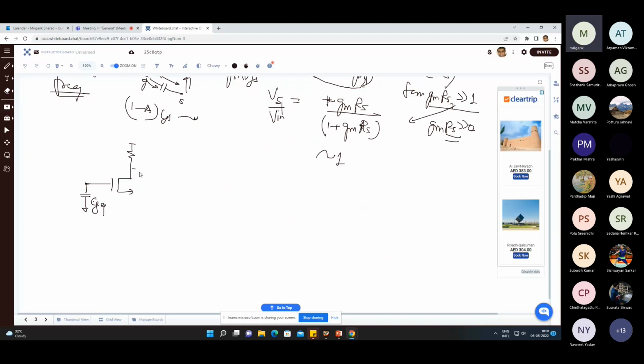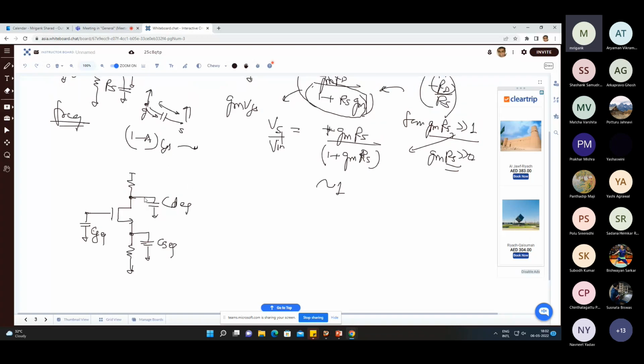And then you get something like CD equivalent. This is your CD equivalent, the small signal capacitance between drain and AC ground, by breaking all the Miller capacitances and drain to body, etc. And then finally you have the CS equivalent, which is coming because of the CSB, right? So now in this circuit I have the capacitances at these three nodes.